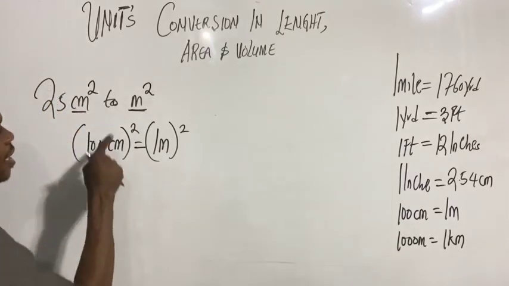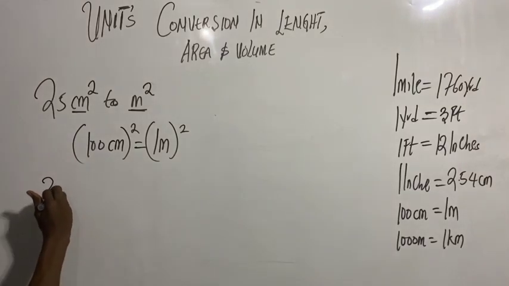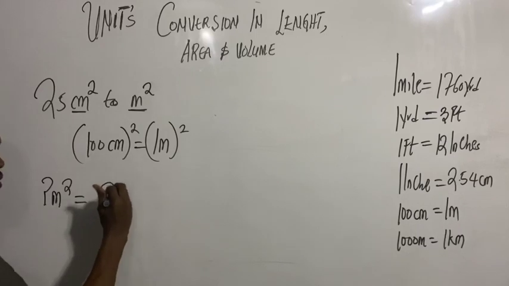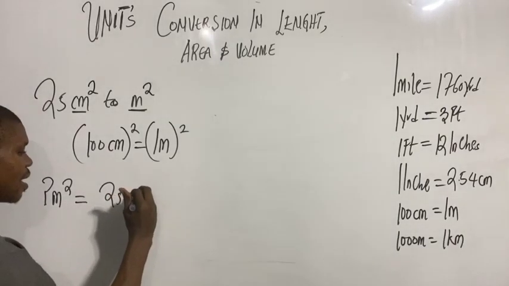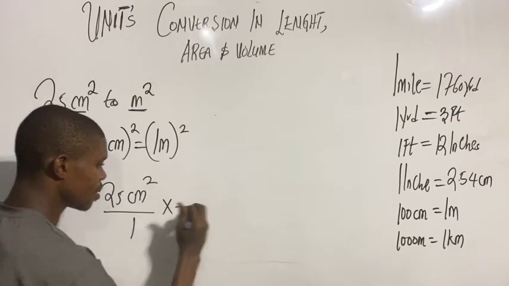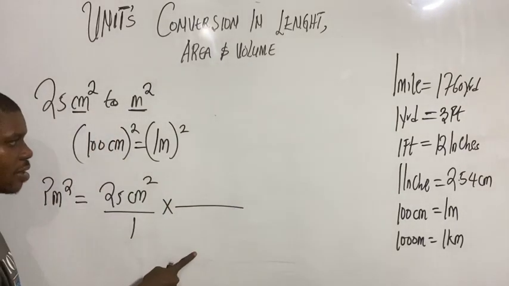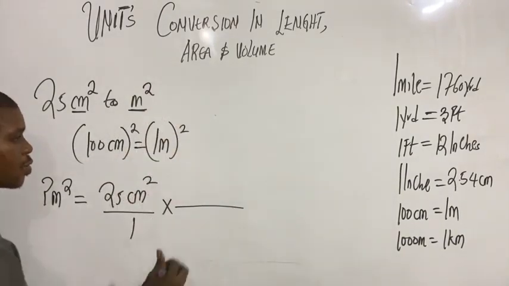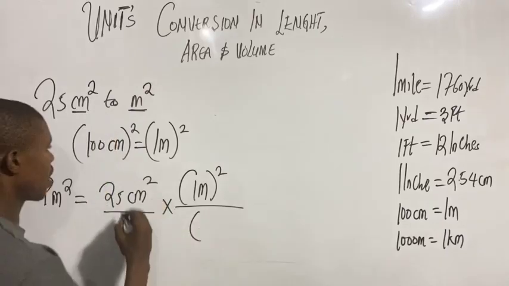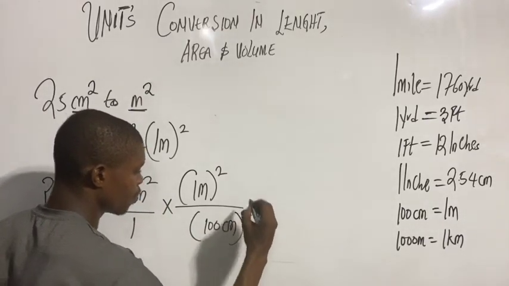Next, remember we are converting to meter square, right? So meter square equals 25 cm square over 1, times. Now the same thing here: centimeter will go to the bottom so they can easily cancel out, then 1 meter square will go to the top. So here we have 1 meter all squared, and here we have 100 cm all squared.